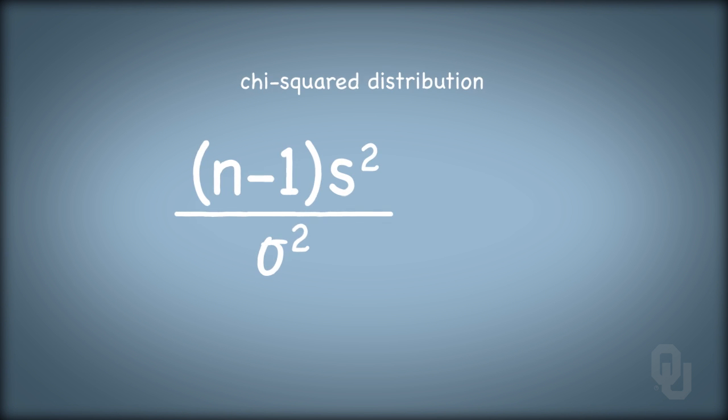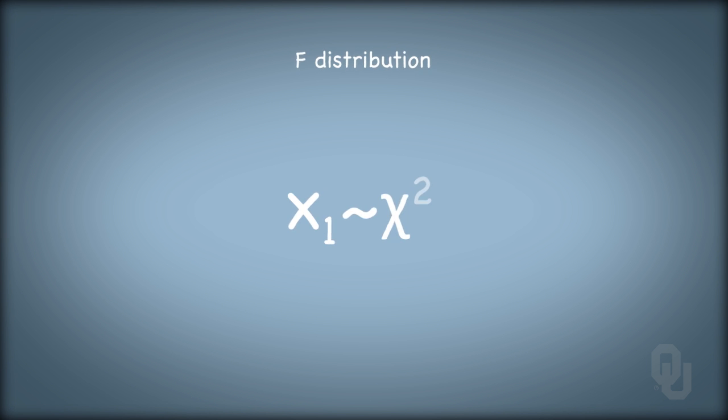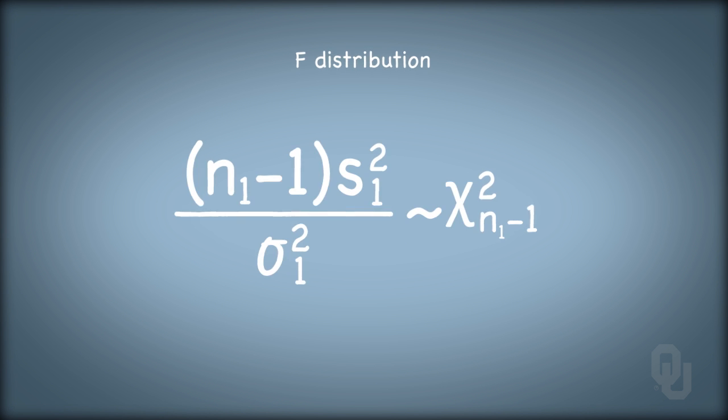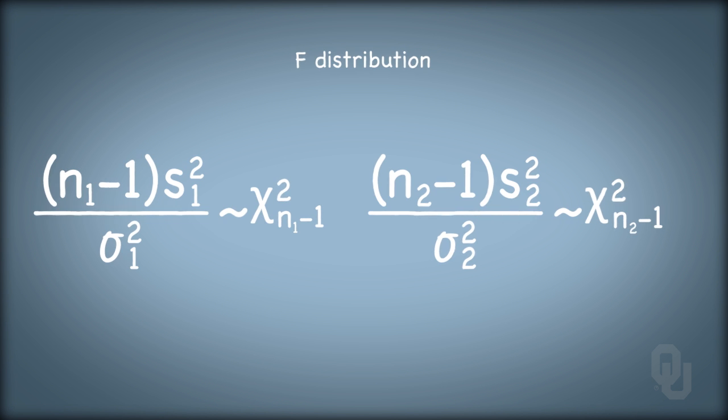A couple units ago, when we were talking about drawing inferences about the variance of a single population, we saw a quantity that followed a chi-square distribution. It was n-1 times s squared divided by sigma squared, and it had degrees of freedom n-1. So let's apply what we know about the F-distribution. x1 with degrees of freedom df1 follows a chi-square distribution. Let's say that x1 is n1 minus 1 times s1 squared divided by sigma 1 squared. And let's say that x2 is n2 minus 1 times s2 squared divided by sigma 2 squared. Both x1 and x2 follow a chi-square distribution.